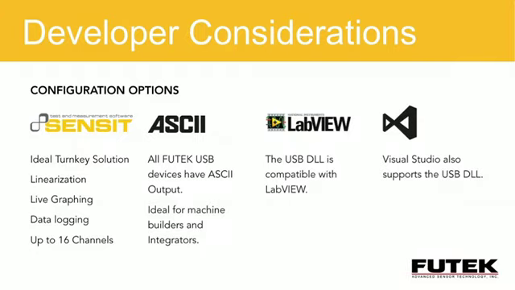There are several platforms that can utilize FUTEK's USB solution. First would be Sensit Test and Measurement. That's an ideal solution for turnkey applications. Supports linearization of up to 16 calibration points. It provides tools such as live graphing and data logging. It also supports up to 16 USB devices. It's also a great tool even if you're developing your own software application, and it can be used for verification purposes. We can also have an ASCII output.